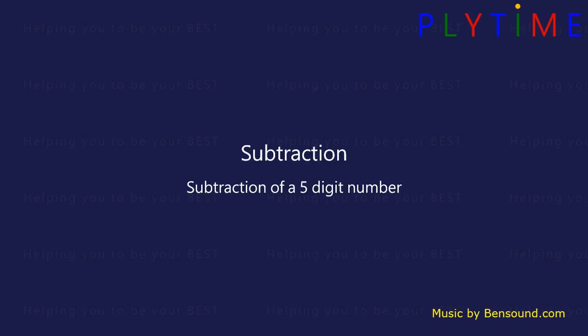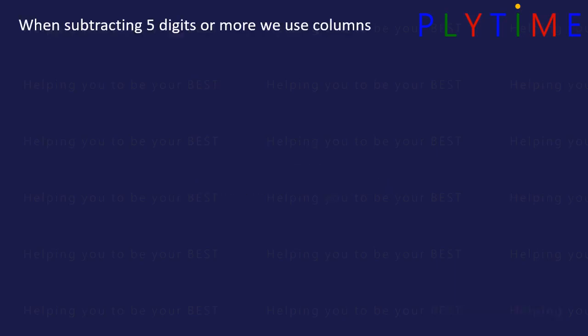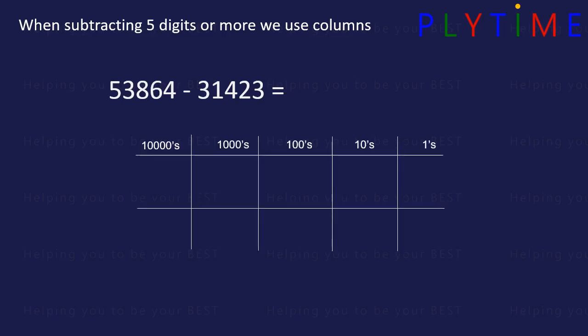Subtraction. Subtraction of a 5-digit number. When subtracting 5 digits or more, we use columns. 53,864 minus 31,423. We write the numbers in our columns and subtract starting from the right.